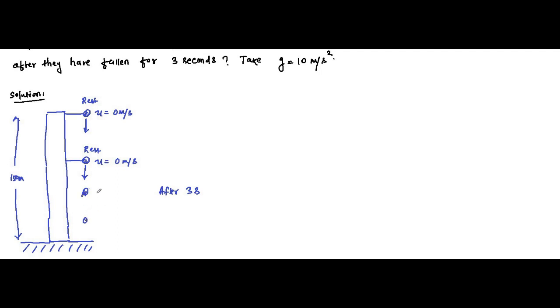Okay, both the stones. We have to determine what is the gap between them, the height difference between them. So for that we have to take each stone separately. Let us say this stone, let's call it number 1, and let's call the other number 2. Stone number 1.